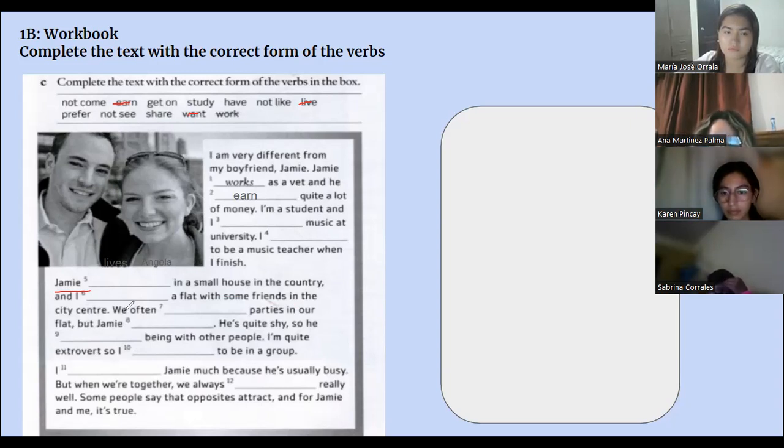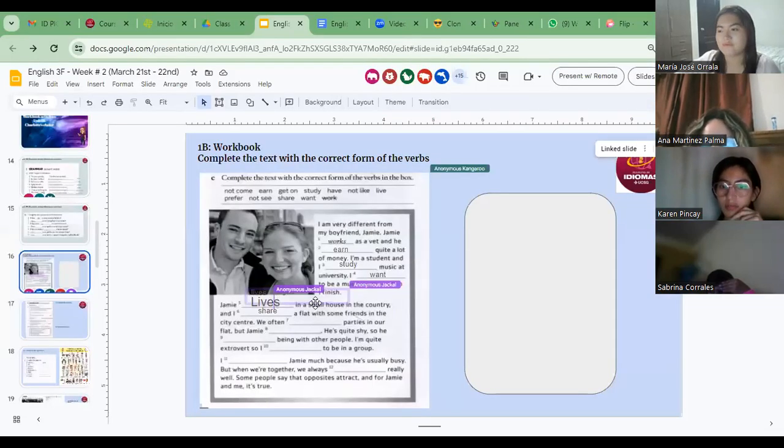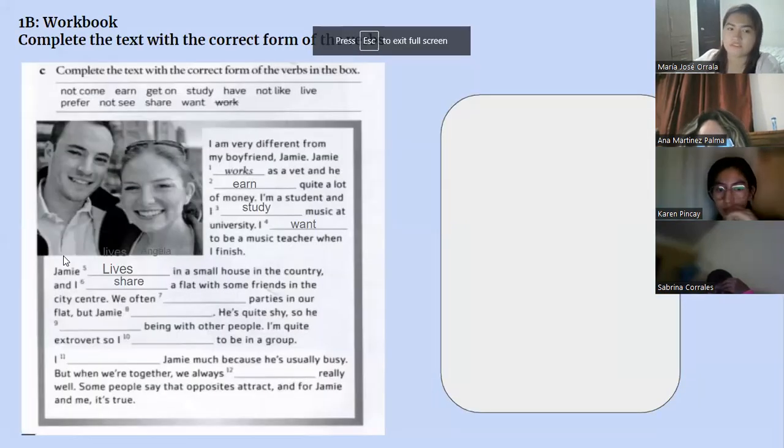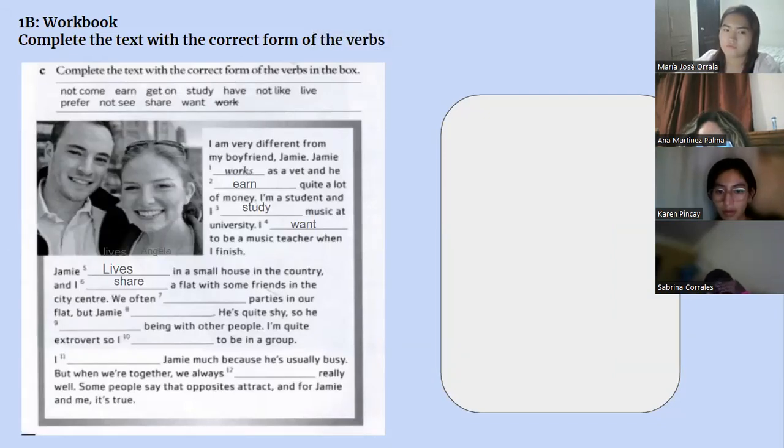We often in our flat, but Jamie. Let's see, there might be more than one option. Jamie lives in a small house in the country and I share a flat with some friends in the city center. We often, in our flat, but Jamie, they are very different. She's describing him and how she is and how he is, what she likes and what he doesn't like, where she lives and where he lives. They don't live together.